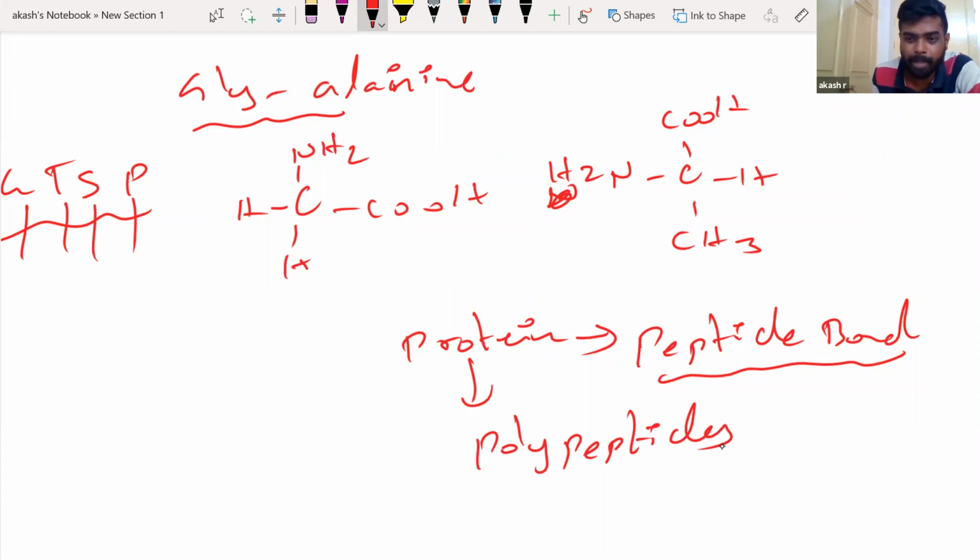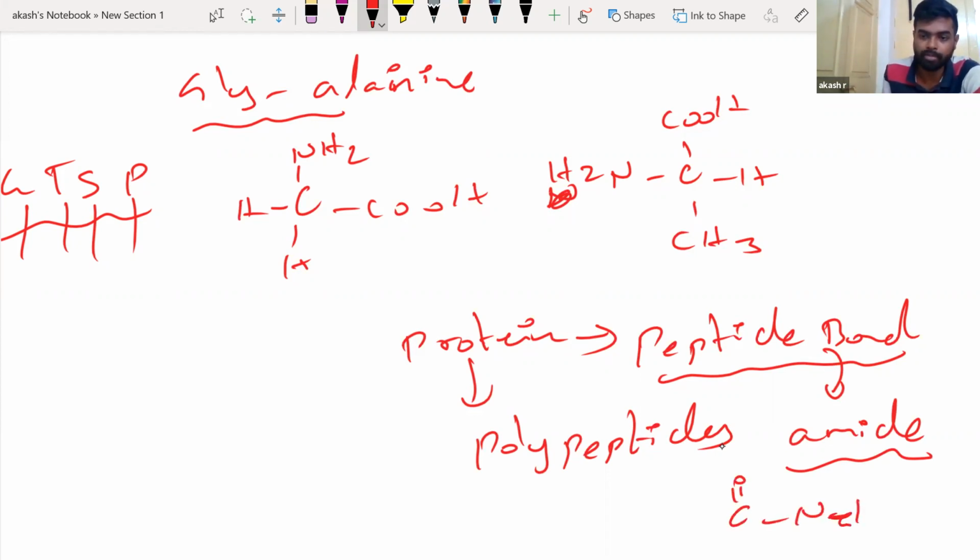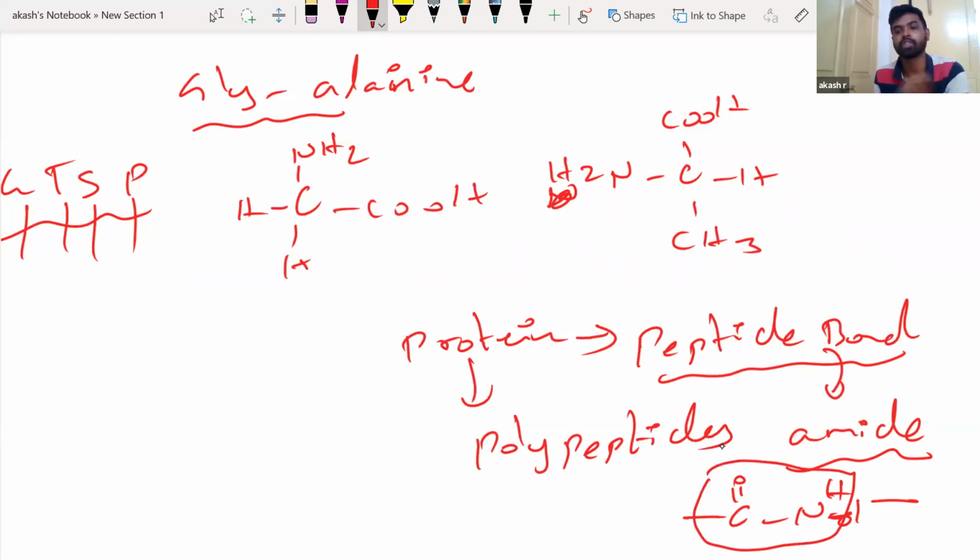Now, what exactly is a peptide bond, people? A peptide bond is nothing but an amide bond. We know what an amide is. Amide is something like this: CONH. If you form that CONH, that is what is called an amide. And in biology, we call this amide bond a peptide bond. Okay, now how do you form this? Let me show it here. Let me write one H and another H like this.